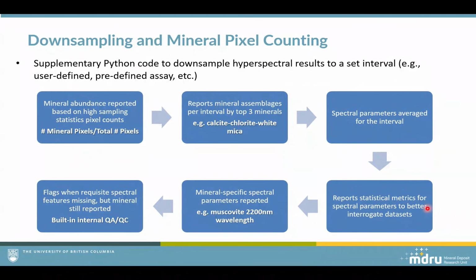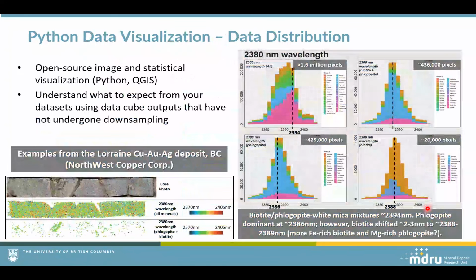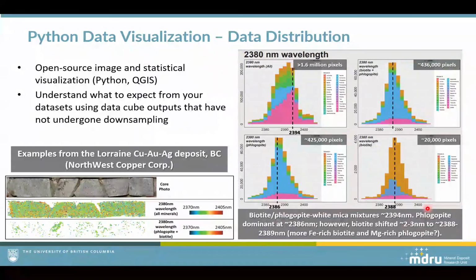From there, we do mineral-specific filtering for specific parameters. An example that was shown earlier is the muscovite or illite filter for the 2200 wavelength. And then importantly, we have built-in internal QA/QC that flags when the requisite spectral features are missing, but the mineral is still reported. So it allows us to go back into the data and deal with that however we would like. So once we have this data through the open source step and/or downsampled, we can use these open source methods to look at the data.